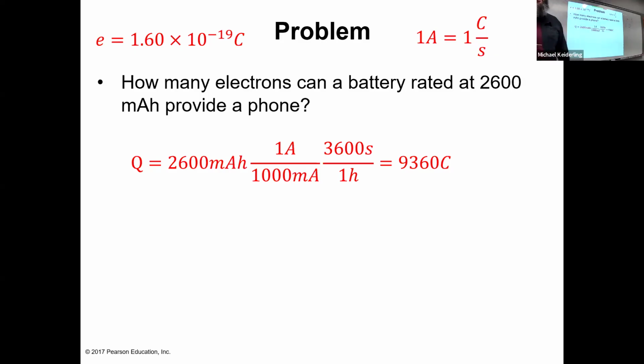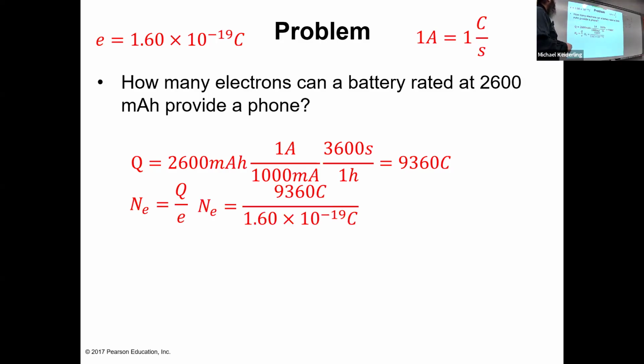So our charge is 9,360 coulombs, and then we want to figure out how many electrons that is. The number of electrons is the charge divided by the charge of an electron. So 9,360 coulombs divided by 1.6 times 10 to the minus 19 coulombs gives us 5.85 times 10 to the 22 electrons. So a battery rated at 2600 milliamp hours can provide a phone a total of 5.85 times 10 to the 22 electrons.